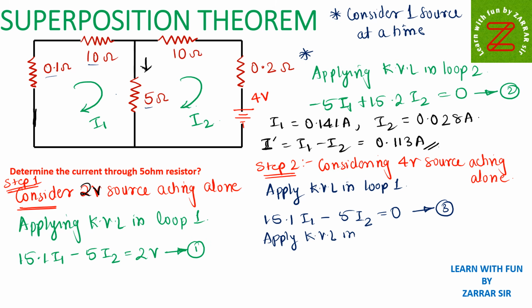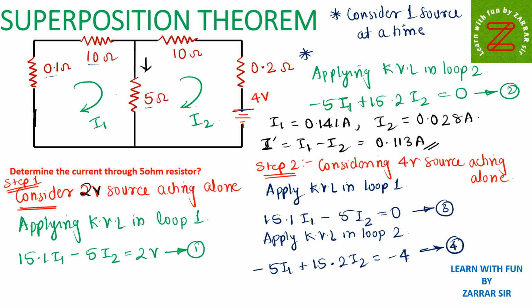Okay, now if I apply KVL in loop 2, now see what happened. 10 plus 5 is 15. 15 plus 0.2 is 15.2. This resistance is in this loop, so I'll write minus 5 I1 plus 15.2 I2 equal to, now we have a voltage over here which is positive first, so I'll write minus 4, and this is now equation number 4.